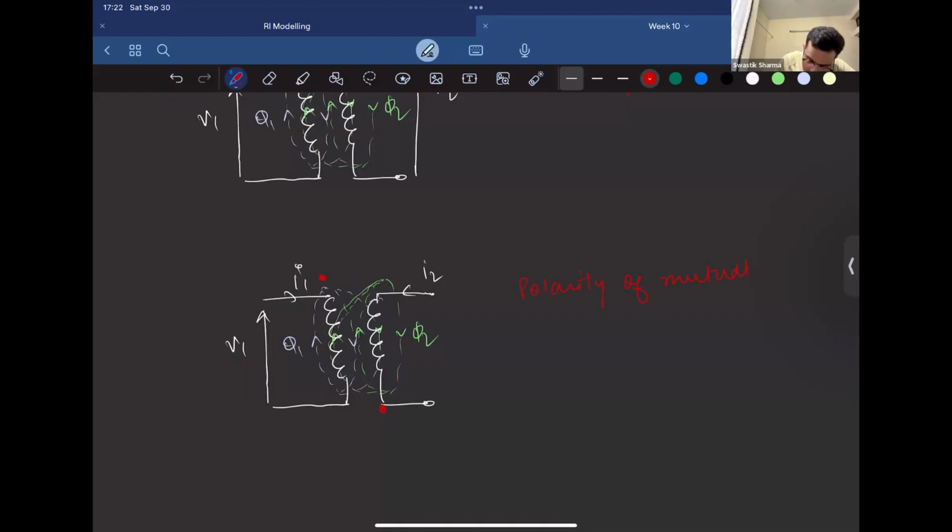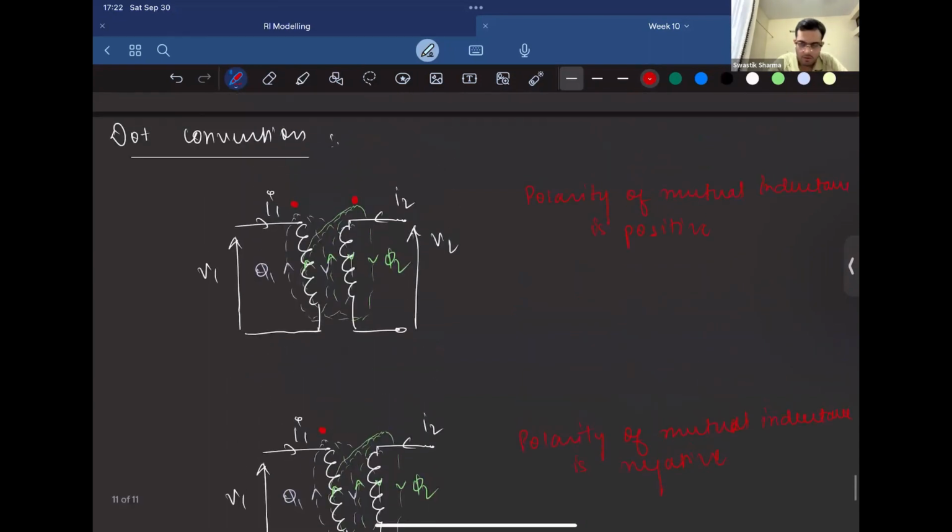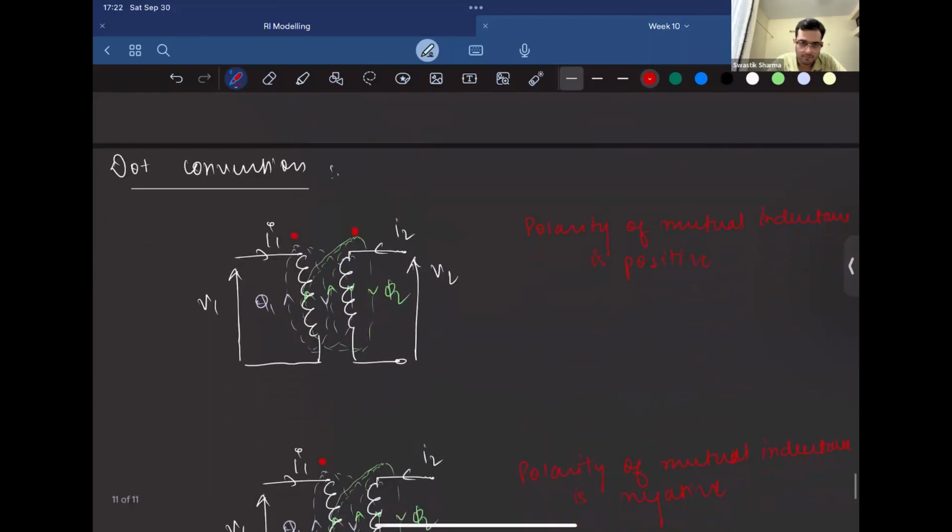So just remember, if currents are entering the dotted terminal, the polarity of that M will be positive, but if it's leaving, it would be negative. Just remember this, and sir has given a lot of examples to cover these basics too.